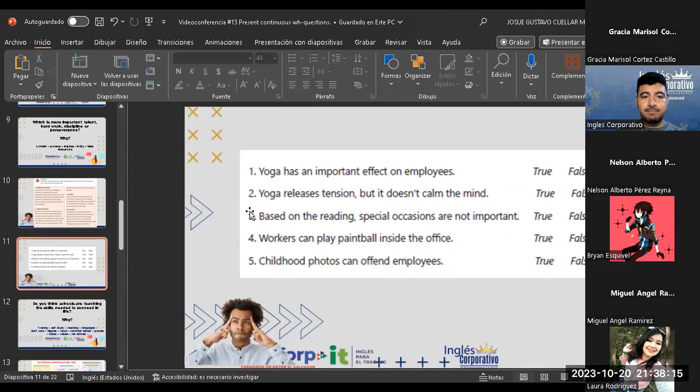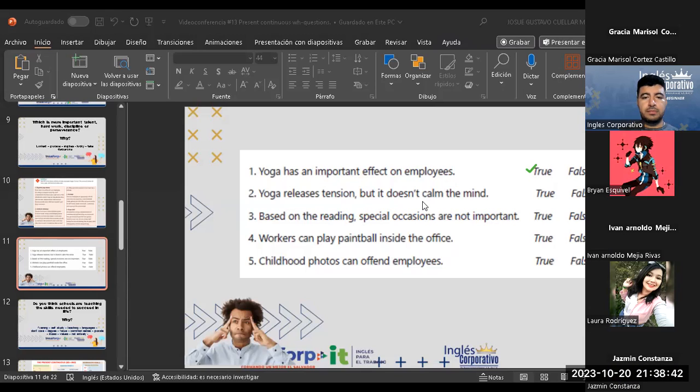Okay. Number one. Yoga has an important effect on employees. What do you think? True or false? True. Yes, definitely it's true. Thank you. Brian, do you have some other? Yep. Number two, it's false because you can calm your mind. Yes, because it says yoga releases tension. But here we have another idea, but it doesn't calm the mind. But in the reading they say that you can calm your mind. Thank you. We have 3, 4, or 5, some others.